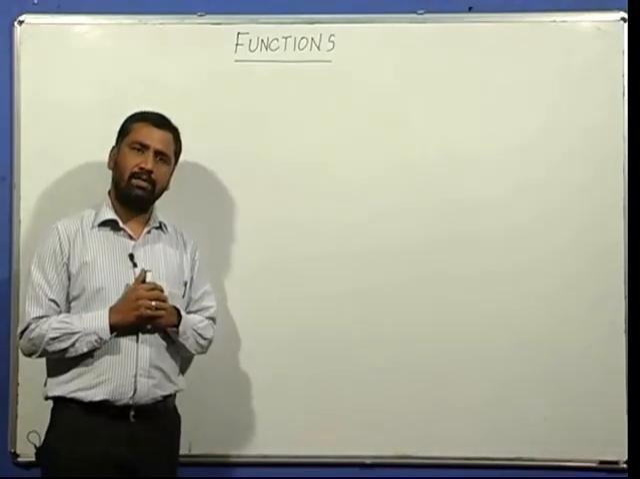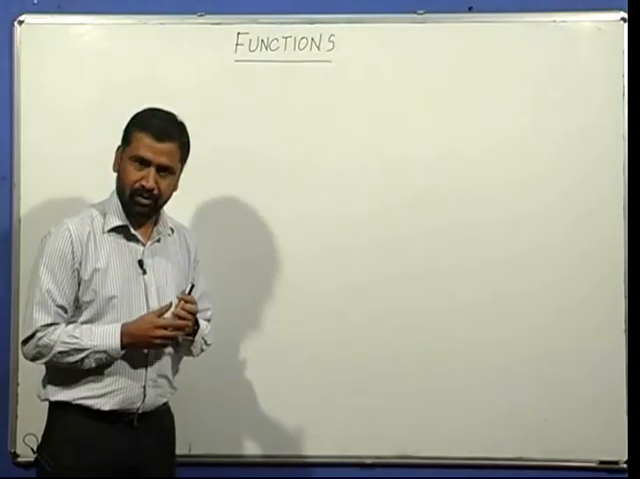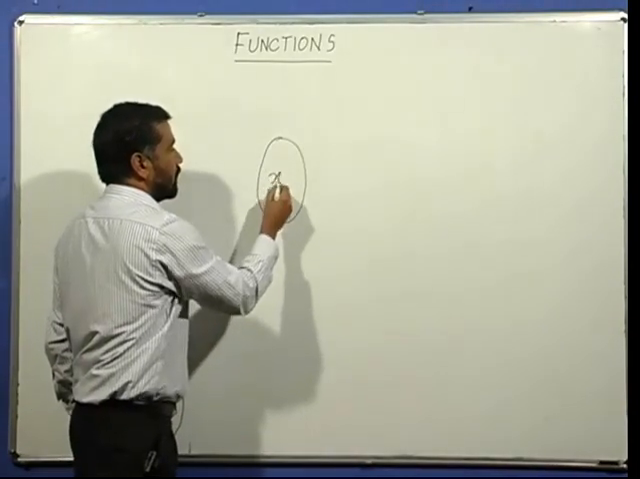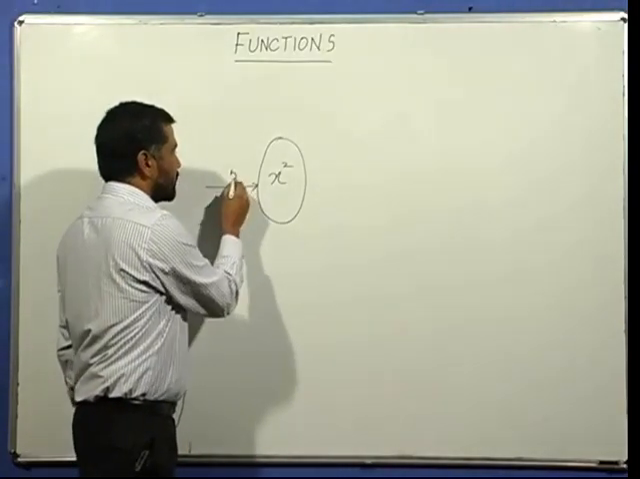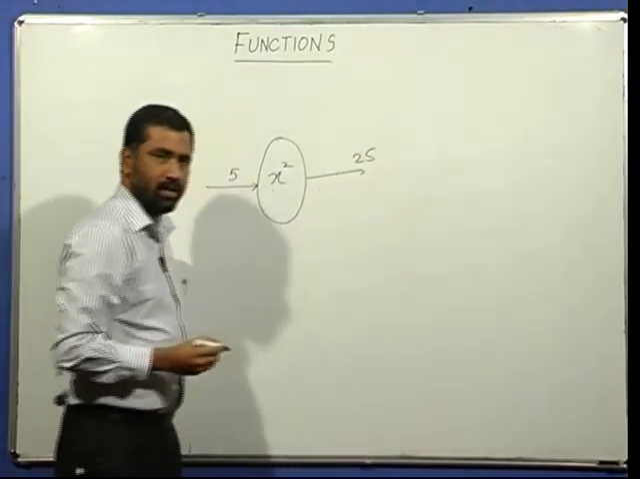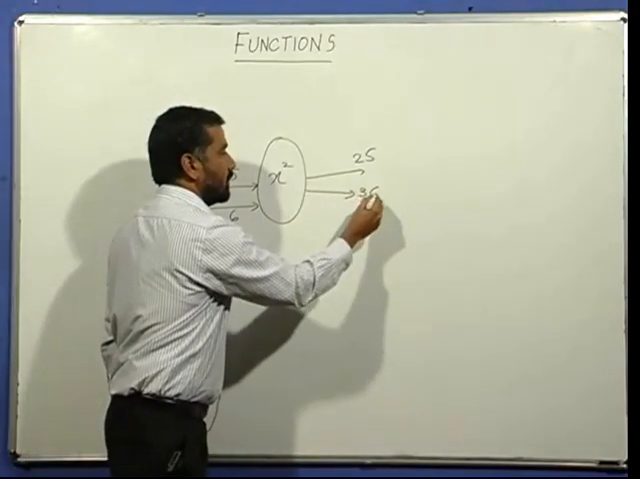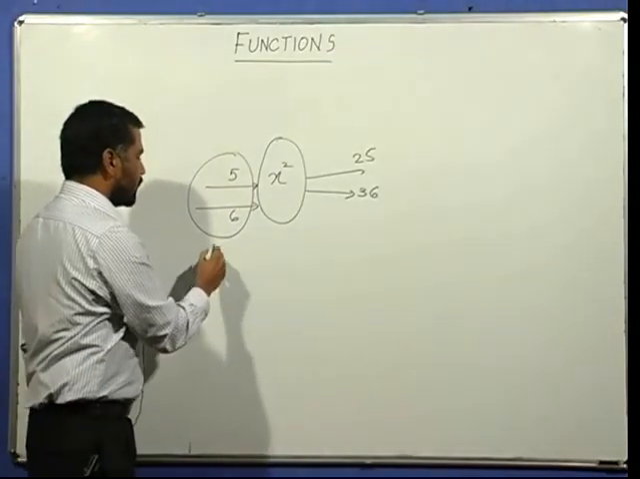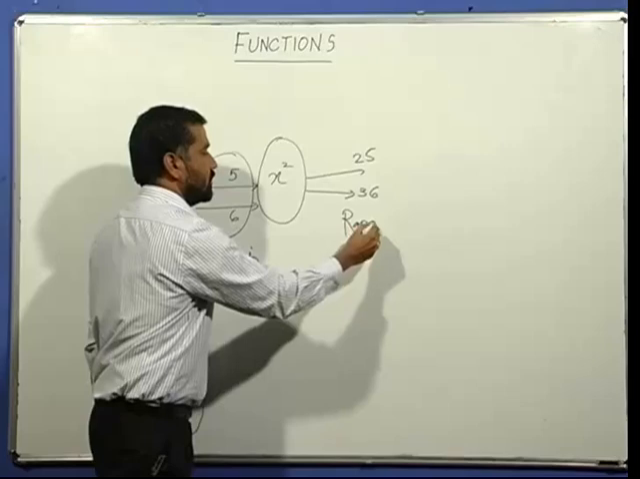I think all of us are already familiar with the notion of a mathematical function. We know that every function, for example a square function: if you give the input as 5, you get the output as 25. You give the input as 6, you get the output as 36, and so on. We call this part the domain and this the range.